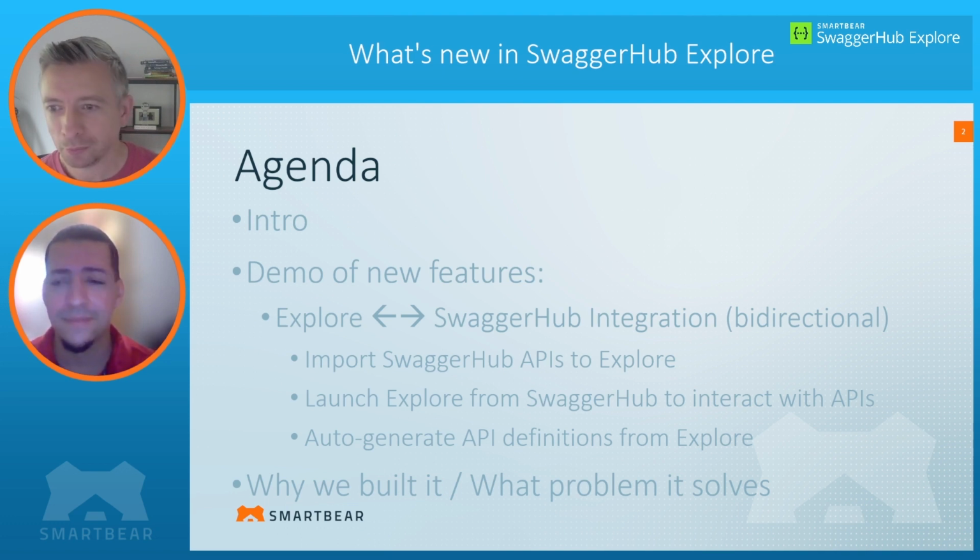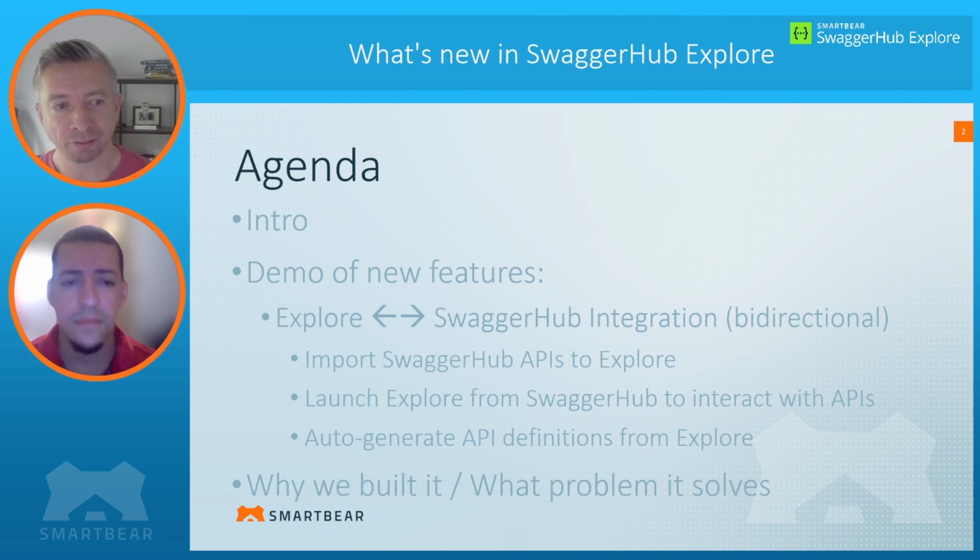Great. Okay, well, we'll jump straight into the demo. So we'll be covering three interesting touch points in the bidirectional integration. The first one will be about browsing SwaggerHub and being able to import APIs from SwaggerHub directly into Explore to allow you to, as quickly as possible, explore all of those different endpoints and combinations and persist those requests. We'll then jump over to looking at it from a SwaggerHub perspective and launching Explore natively within SwaggerHub, either at the API level or specifically at a particular path or route.